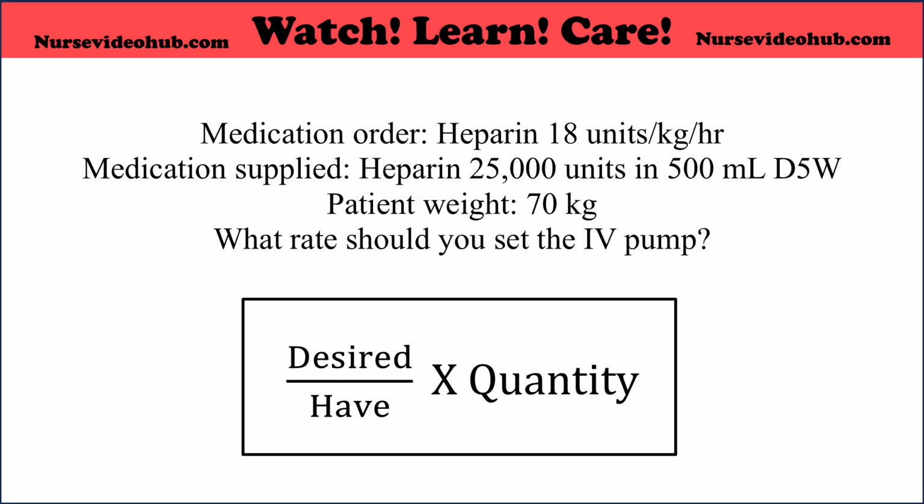The amount of medication in the drip is based on the patient's weight, and you need to calculate the rate to set the IV pump. Remember that the IV pump is always programmed in milliliters per hour. The medication order is heparin 18 units per kilogram per hour. The medication supplied is 25,000 units in 500 mLs of D5W. The patient's weight is 70 kilograms. What rate should you set the IV pump?